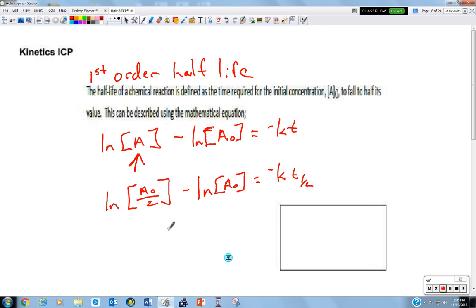and then going through further manipulation, you end up with Ln 1/2 equals negative KT half. So somebody tell me, what is the Ln of a half? What is natural log of half?